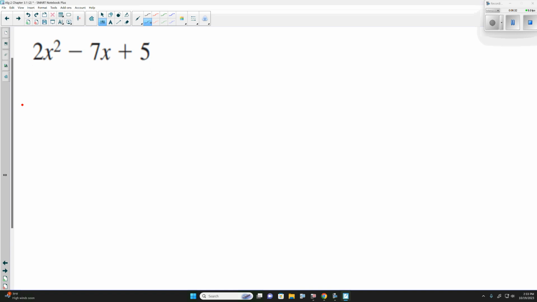2x squared minus 7x plus 5. Is there a greatest common factor? No. So we move on to step 2, our 2 sets of parentheses with 3 spaces. Right, because the third term is positive, the signs are the same and match the sign of the middle term. So we'd have minus and minus, or negative and negative.